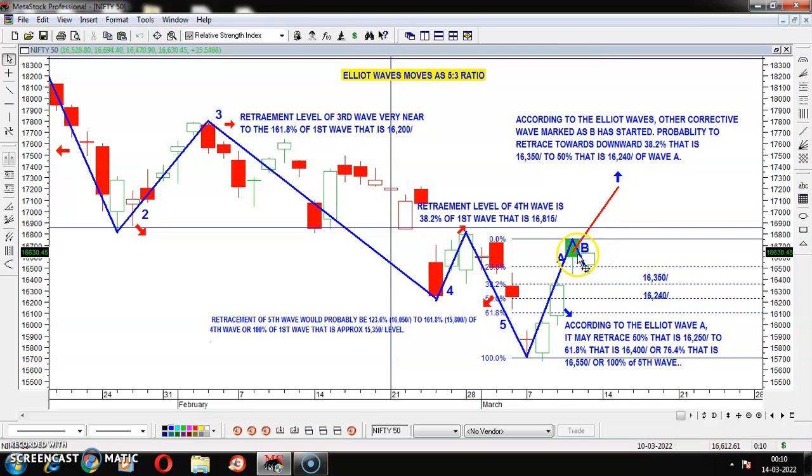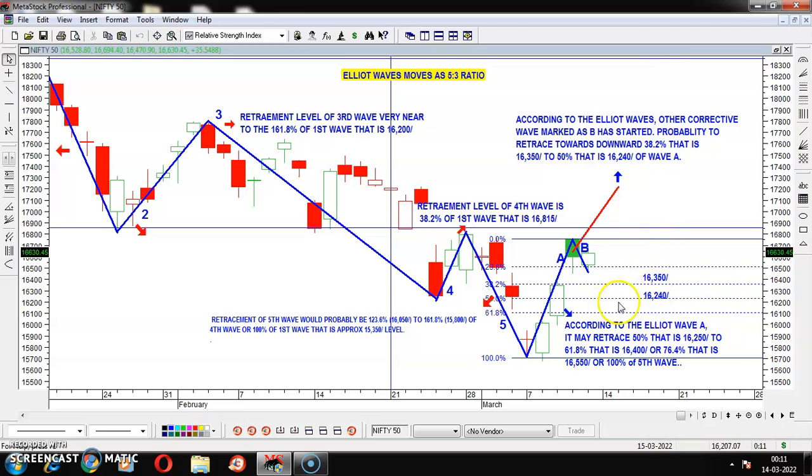As the next corrective wave has already started, it may retrace to the downside to either 38.2% of the first wave. What is the 38.2% of the first wave? This is the first wave. 38.2% of the first wave is this. This is 16,350. If the Nifty retreats to the downside, it may retreat towards the first 38.2% of corrective wave A, which is 16,350.